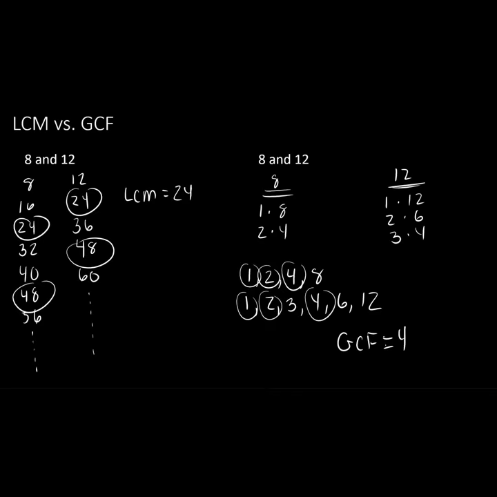So you think of the factors as the building blocks, and the multiples are the things that are getting bigger and bigger and bigger, and you want the smallest one. Factors have a ceiling, and you want the biggest common factor you can get. So I hope that, at least with this example, illustrates the difference between the least common multiple and the greatest common factor.